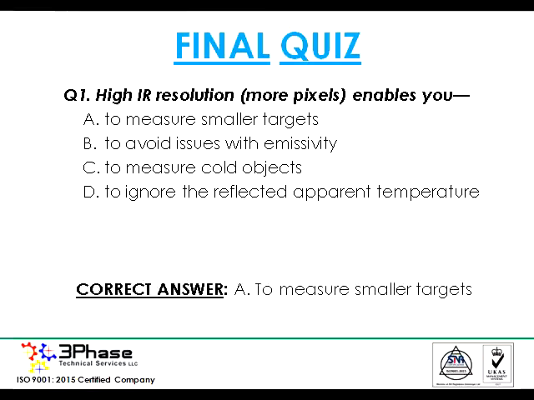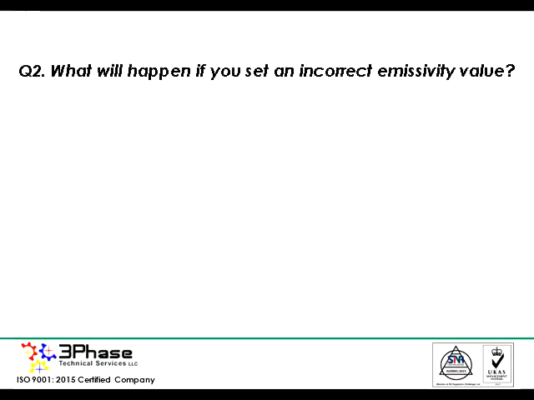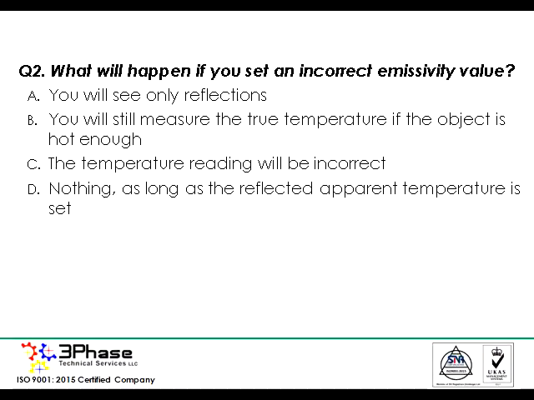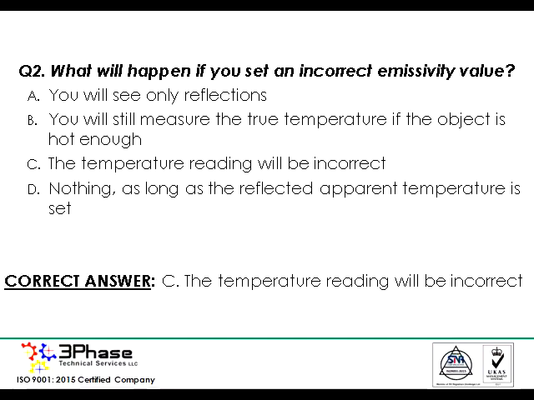Question 2. What will happen if you set an incorrect emissivity value? A. You will see only reflections. B. You will still measure the true temperature if the object is hot enough. C. The temperature reading will be incorrect. D. Nothing, as long as the reflected temperature is set. Correct answer. C. The temperature reading will be incorrect.